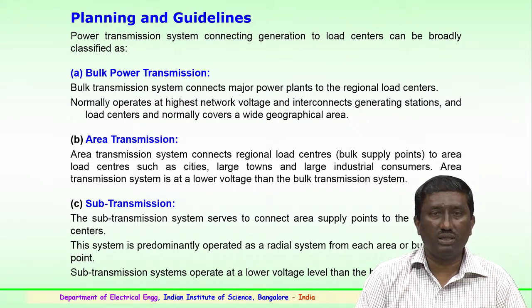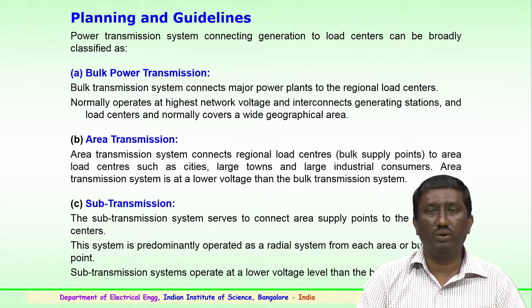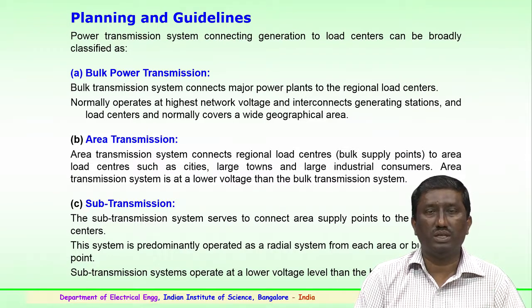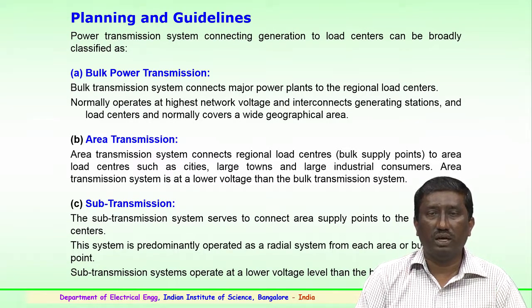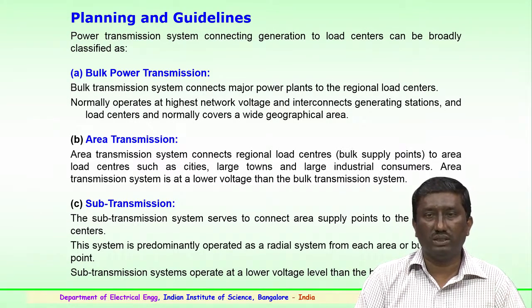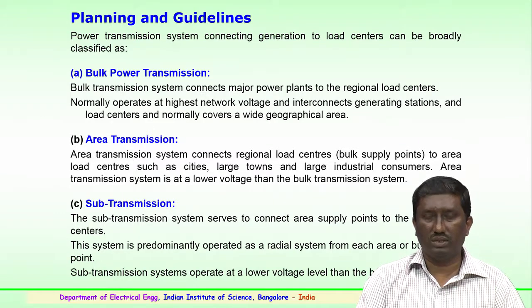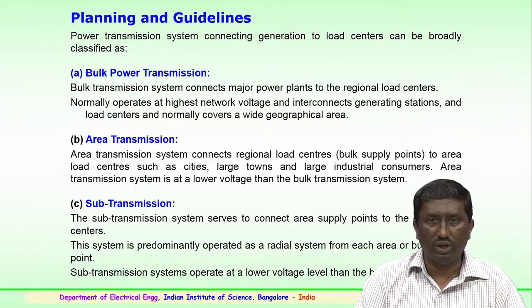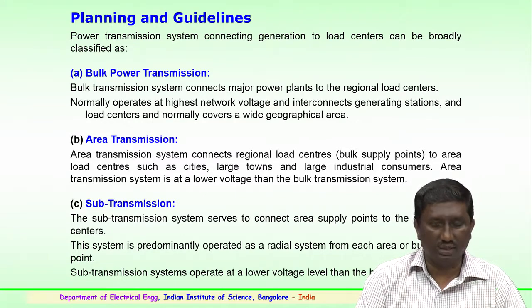Further, there is the sub transmission system, where the sub transmission serves mainly to connect the area supply points to the distribution centers. The system is predominantly operated either as a radial or, in some cases, as a ring system for each of the bulk supply points. The sub transmission systems usually operate at a lower voltage level than the bulk and the area transmission.